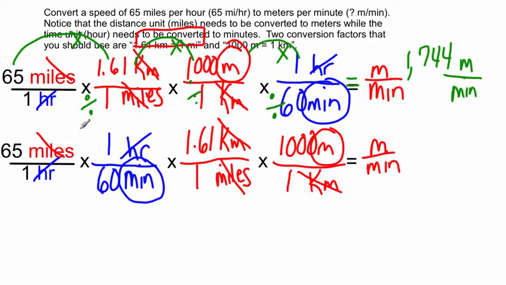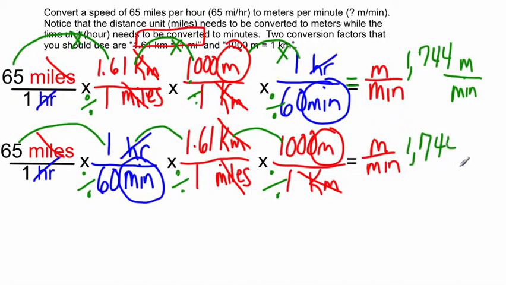And if we do the bottom, you do 65 times 1 divided by 60 times 1.61 divided by 1 times 1,000 divided by 1. Guess what you get? 1,744 meters in a minute. So you come up with the same answer. It doesn't matter how you approach it. If you want to start with miles, go ahead. If you want to start with hours, go ahead. It doesn't matter because all these values multiply and everything cancels out except for the unit you want on top and the unit you want on the bottom. So that's what you're left with.